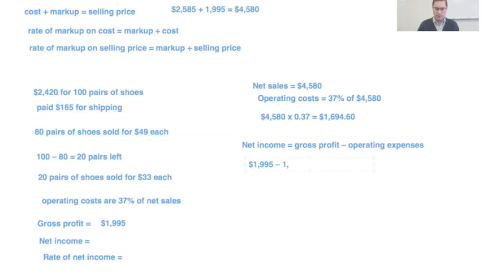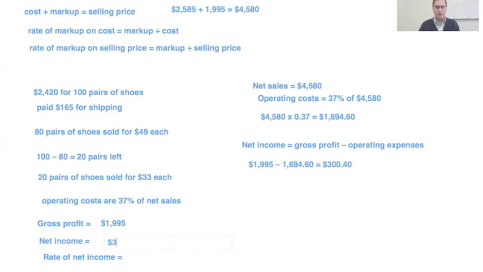So $1,694.60. We get our handy dandy calculator. 1,995 minus $1,694.60. Whoops. Do it again. $1,694.60. There we go. And we've got $300.40. So $300.40 is the net income.